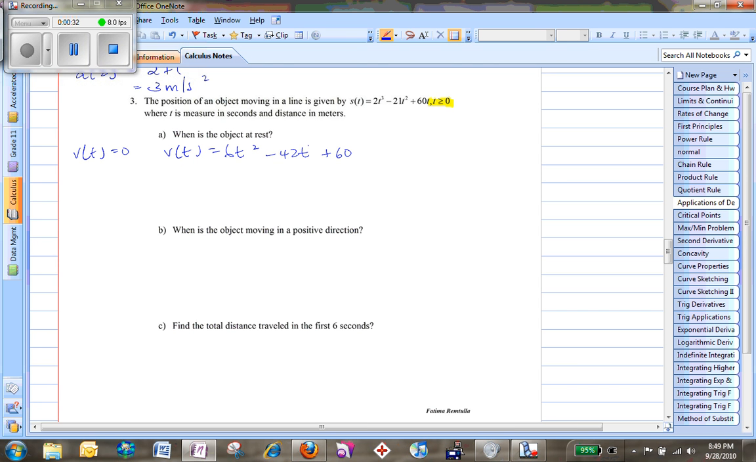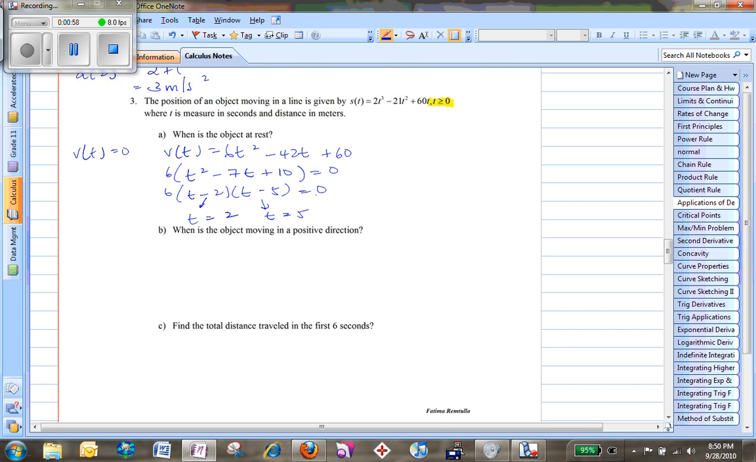I see already that there's a common factor of 6, so I'm left with t squared minus 7t plus 10 is equal to 0. I want to multiply to 10 and add to negative 7, so my two numbers are t minus 2 and t minus 5 is equal to 0. Notice that t is equal to 2 and t is equal to 5. So at 2 seconds and at 5 seconds, this object stops.